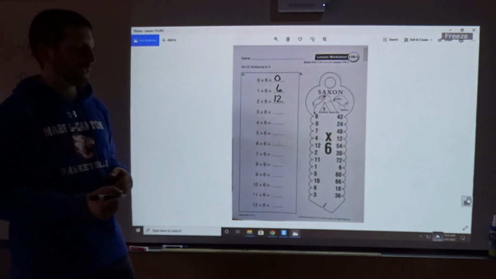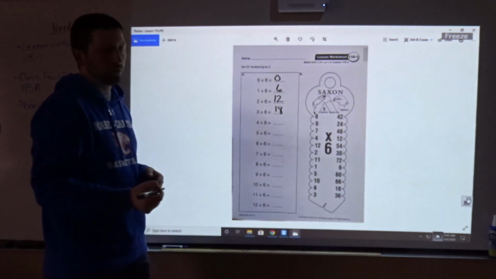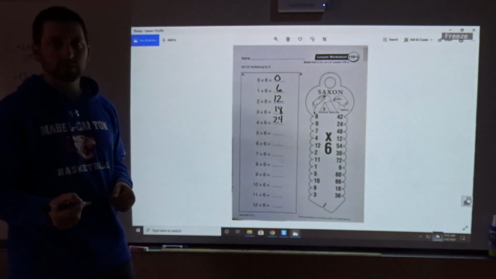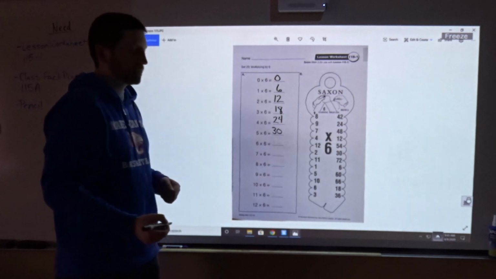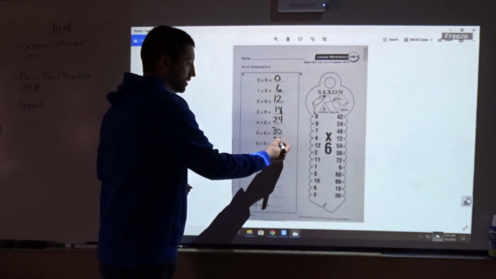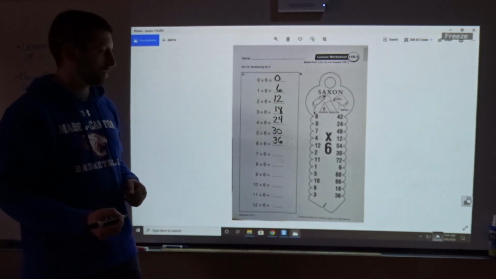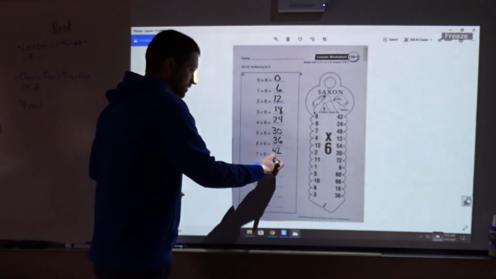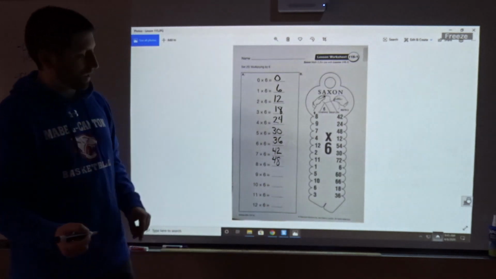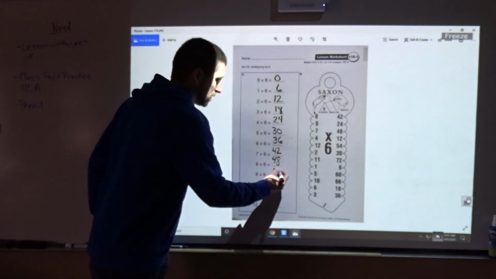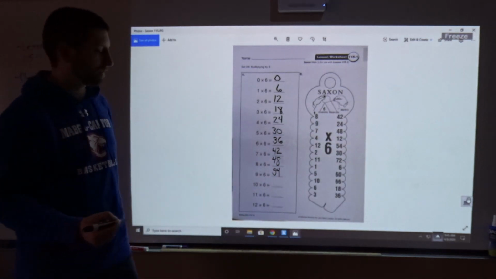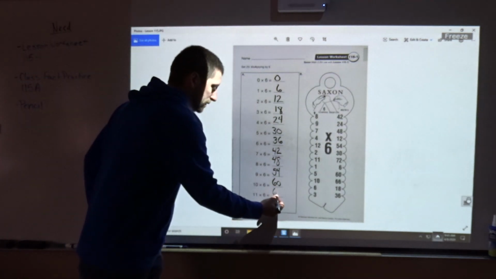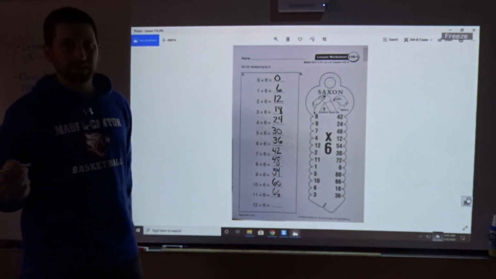3 times 6, 18. 4 times 6, 24. 5 times 6, 30. 6 times 6, 36. 7 times 6, 42. 8 times 6, 48. 9 times 6, 54. 10 times 6, 60. 11 times 6, 66. And 12 times 6 is 72.